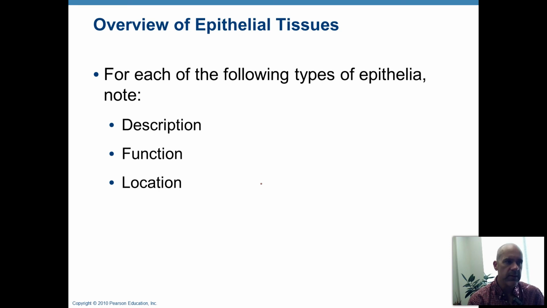As we're going through these, pay attention to the descriptions that we're discussing. And then also the functions, so these different types of epithelial tissues are associated with particular kinds of functions in the body, even though they may be located in different organs.